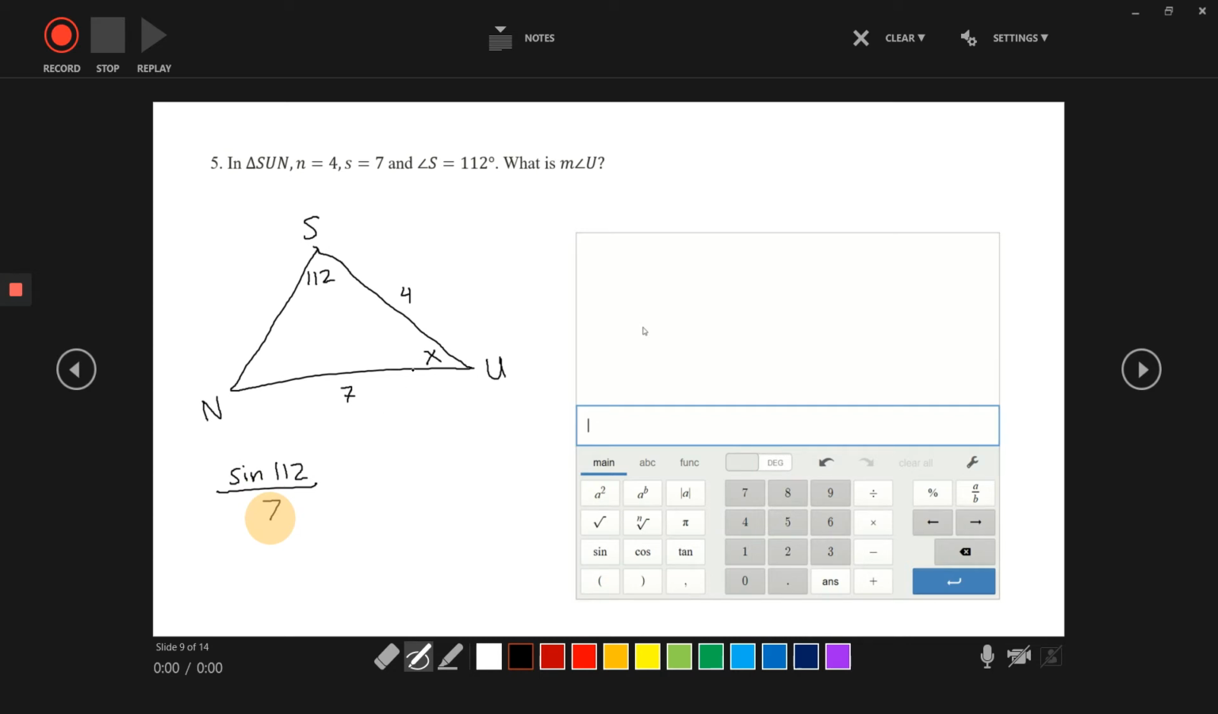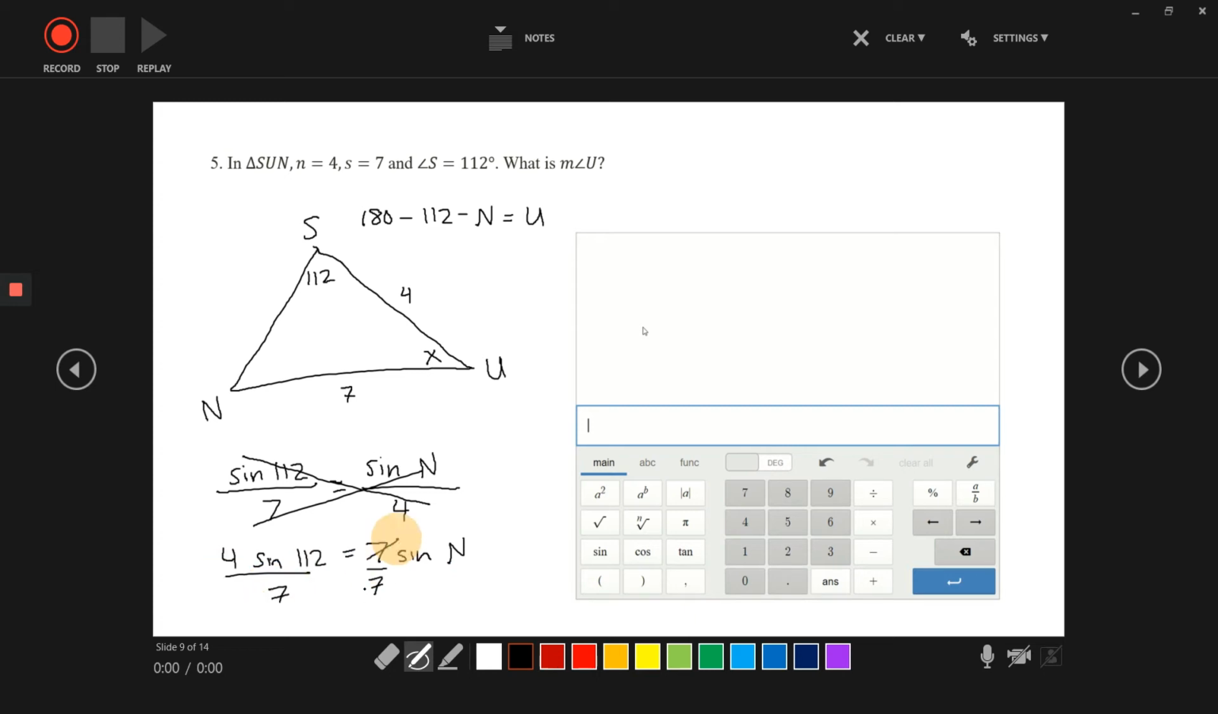Now look, I'm trying to look for angle U, but I don't have a side for little u. I have a side for angle N. So what we're going to have to do is solve for angle N instead of angle U, because that's the value that I have. And then we'll have to use the fact that the three angles of a triangle add to 180. We could subtract off the 112, and then once we get the value of N, we can subtract off the value of N. All right, so 4 sine 112 equals 7 sine of N. Remember, N is stuck inside that sine, so we'll divide off the 7. And then we're going to have to use the sine inverse to get the N out of that sine. Okay, so let's try this on the calculator.